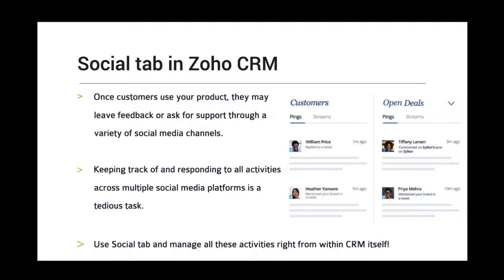But you can make life easier by integrating your social media accounts with Zoho CRM. Once you do that, you can easily view all social media interactions right from within the social tab in Zoho CRM. You can save more time by not switching tabs, and you can also like or reply to posts from CRM itself. The social tab in Zoho CRM integrates with Twitter, Facebook, and Google Plus as of now.